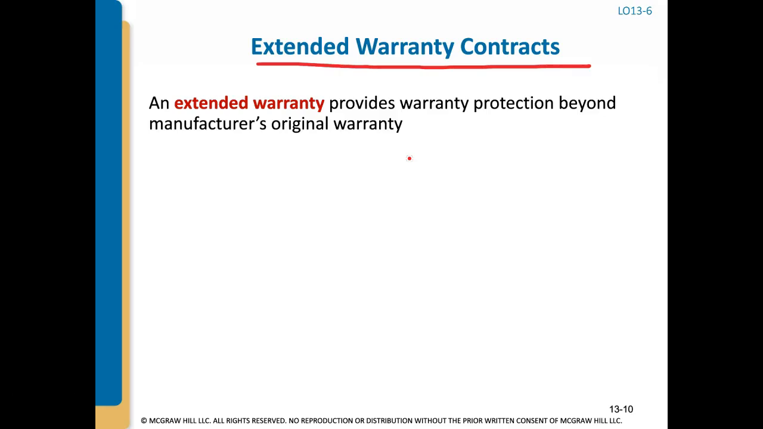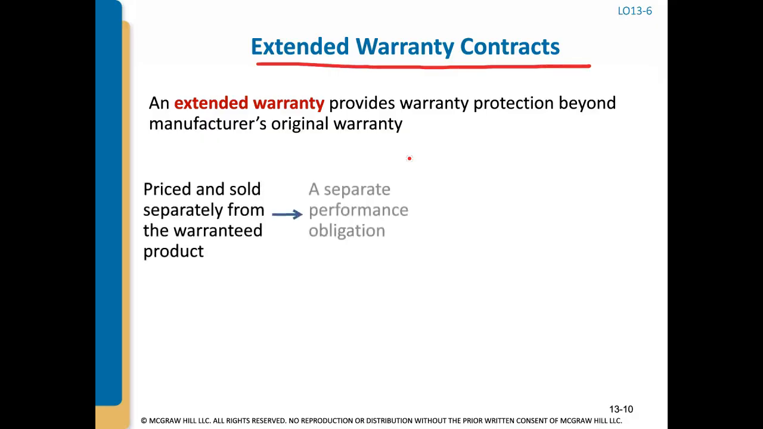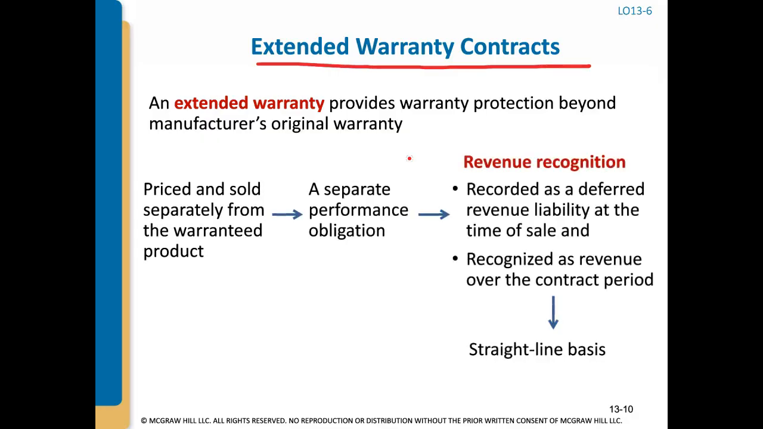Many times when you go buy a car, they'll say, oh, well, you can buy an extended warranty that goes beyond that timeline. So you could buy an additional 3-year, 36,000-mile extended warranty that you would have to pay in addition to the $30,000 for the car. So that's what we're talking about here with an extended warranty, don't get it confused with a product warranty. The extended warranty is priced and sold separately from the warranted product.